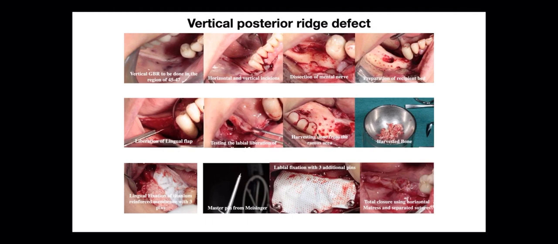flap. Then we have to harvest bone from the same area, from the ramus area, and we have to mix it with bovine bone. The most tricky thing in this surgery is the fixation of the lingual side of the titanium reinforced membrane. It's really complicated. And then the buccal fixation of this membrane and the complete closure.